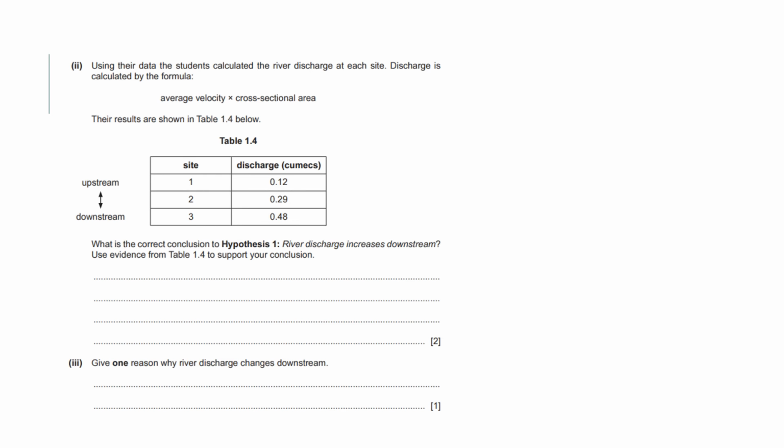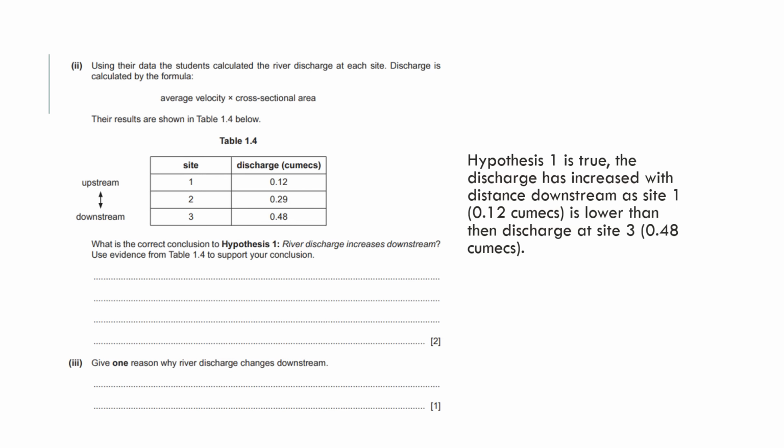Now I'm going to go into how to answer this question in a bit more detail in the data analysis part of this video, but I'll just quickly recap for you now. What is the correct conclusion to hypothesis 1? Well, hypothesis 1 is true. The discharge has increased with distance downstream as site 1 is lower than the discharge at site 3, and I've quoted some numbers for you there.